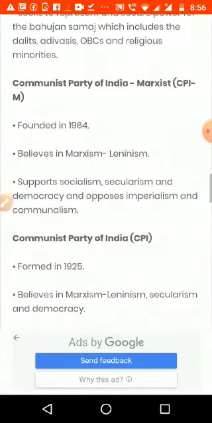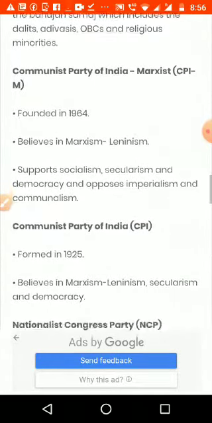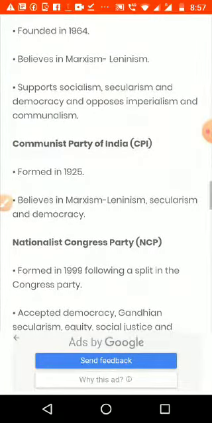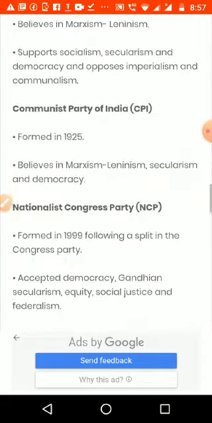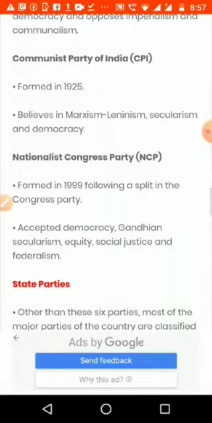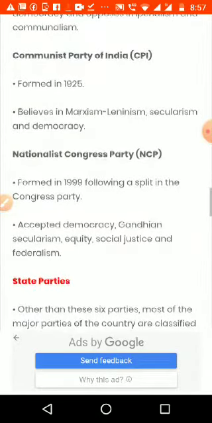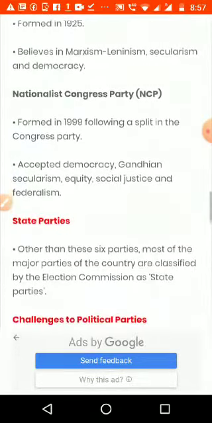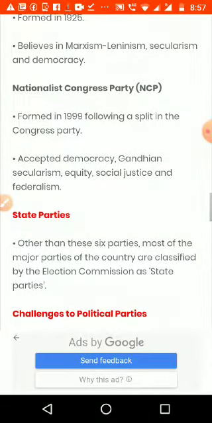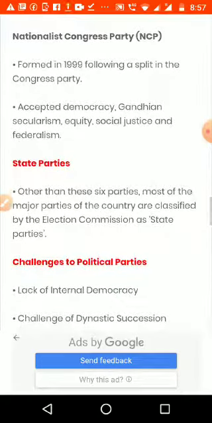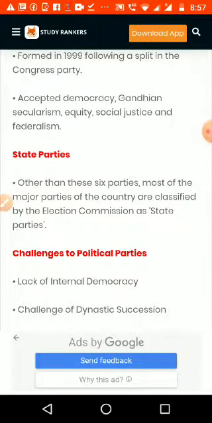Communist Party of India, Marxist, CPIM, founded in 1964, believes in Marxism-Leninism, supports socialism, secularism and democracy and opposes imperialism and communalism. Then Communist Party of India, CPI, formed in 1925, believes in Marxism-Leninism, secularism and democracy. Nationalist Congress Party, NCP, formed in 1999, following a split in the Congress Party, accepts democracy, Gandhian secularism, equality, social justice and federalism.